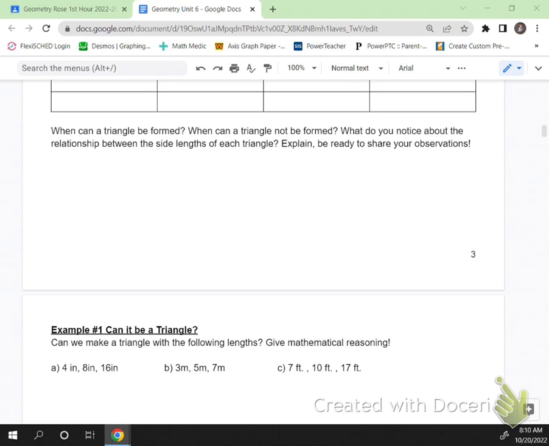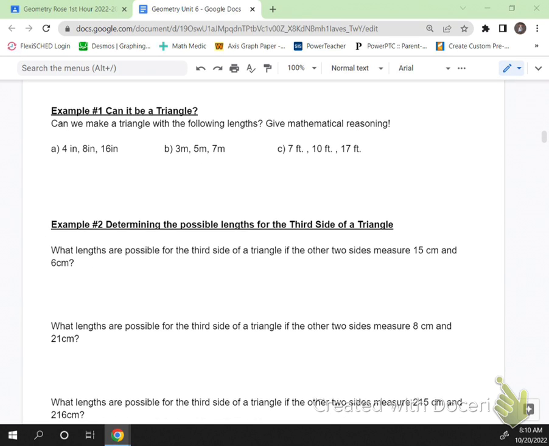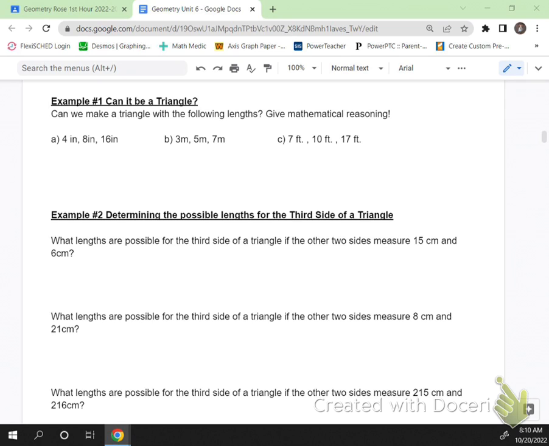Sure. Let's try it now. Can it be a triangle? Can we make a triangle with the following lengths? Give mathematical reasoning. So I'll do the first one, and then you guys are going to try B and C. I'm going to add up the two shorter pieces. 8 and 4 is what? 12. Is 12 bigger than 16? No, 12 is less than 16. So no, this will not make a triangle. You guys try B and C with your partner. You have 1 minute. Try it.